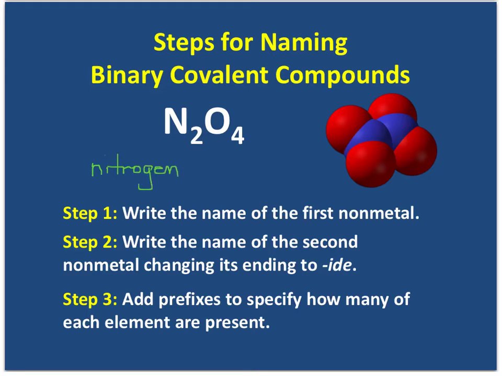Then we write the name of the second nonmetal, and we change the ending to "ide." So oxygen, and we change the ending to "ide." So we get oxide. Then we add prefixes to specify how many of each element is present. We have 2 nitrogen, so we're going to use the prefix di. And we have 4 oxides, so we're going to use the prefix tetra. So we get dinitrogen tetroxide. Okay, so dinitrogen tetroxide.